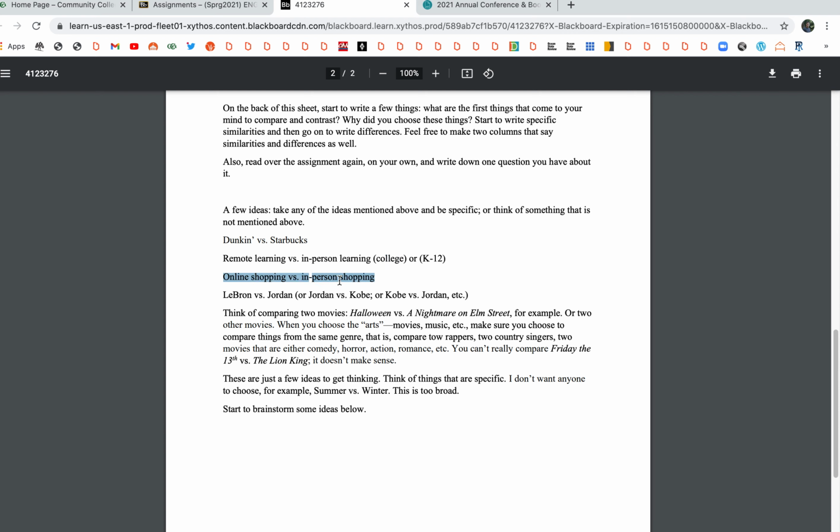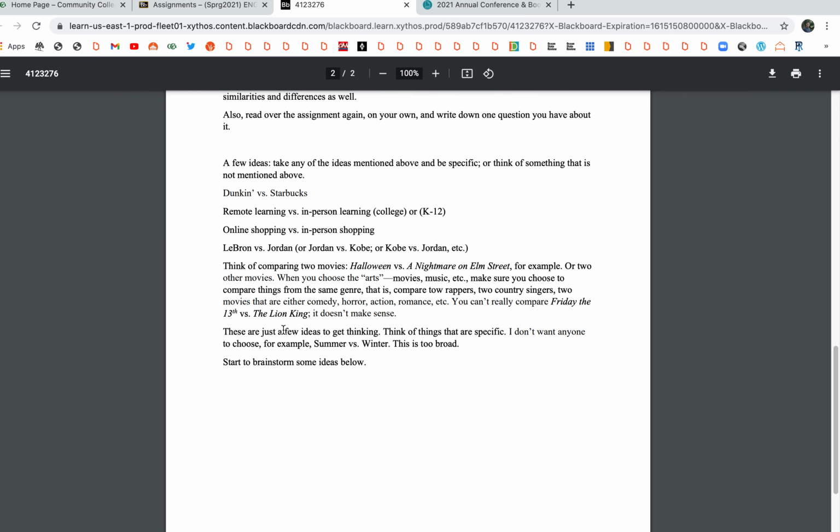Online shopping versus in-person shopping. What are the pros and cons of that, and which one do you prefer? You make a list, right? LeBron versus Jordan. For the sports folks out there. Think of comparing, and I touch upon this above, 2 movies like Halloween versus Nightmare on Elm Street, for example, or 2 other movies. Aladdin, 2 Disney movies works. Again, though, when you choose the arts, make sure you choose to compare things from the same genre.